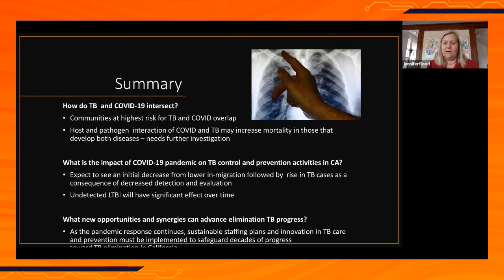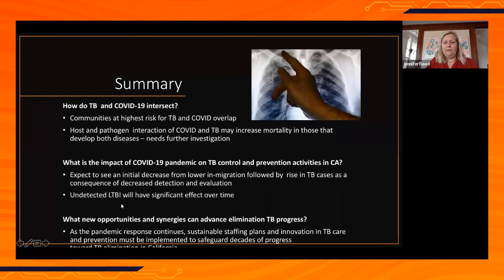What about the impact of the COVID-19 pandemic on TB control and prevention activities? We do expect to see an initial decrease in TB from lower detection, from more persons isolating and not mixing, and also in places that are low incidence, like the United States, from lower in-migration. But we will see that change. We'll see a rise in TB cases in high-burden sites, and you'll see a rise in low incidence areas as a consequence of earlier decrease in detection and some transmission.